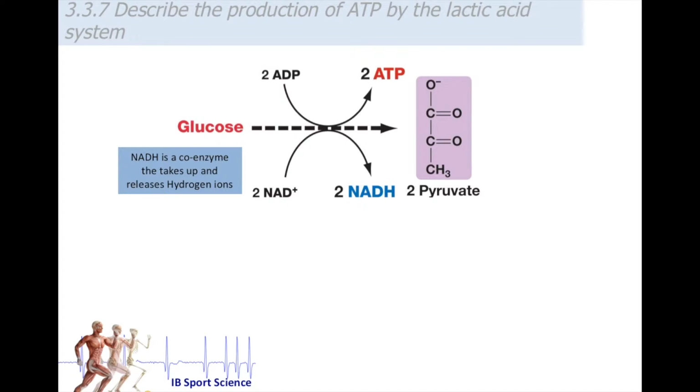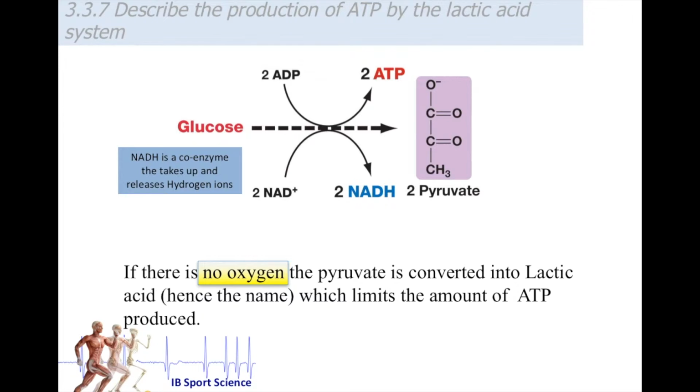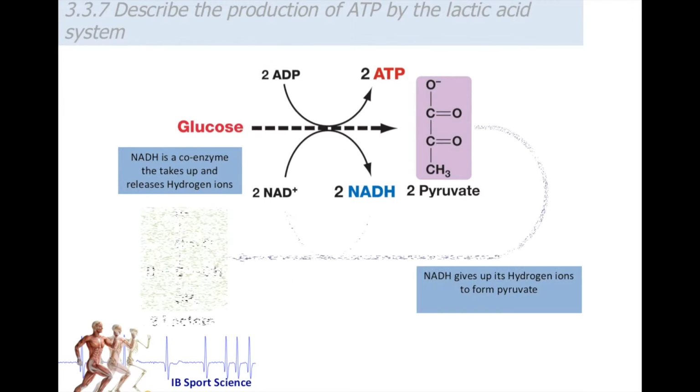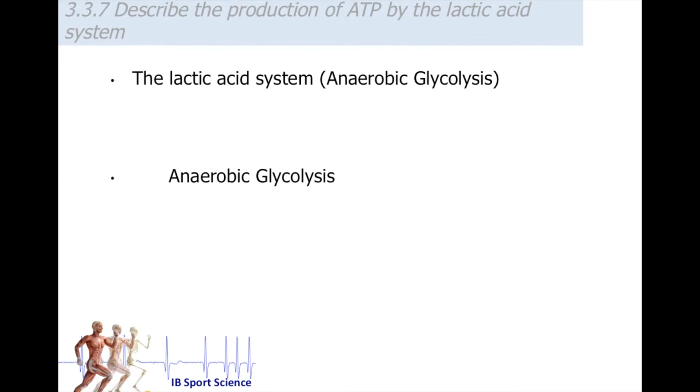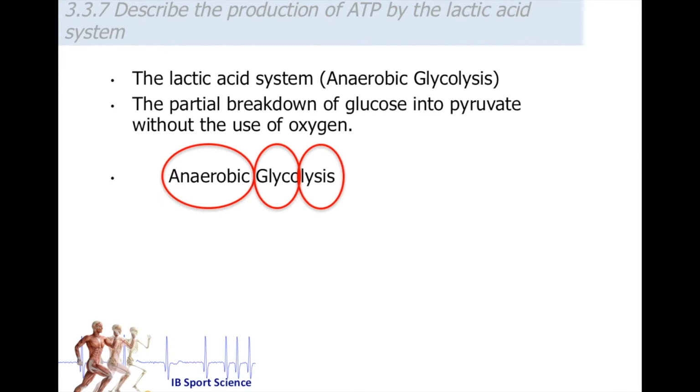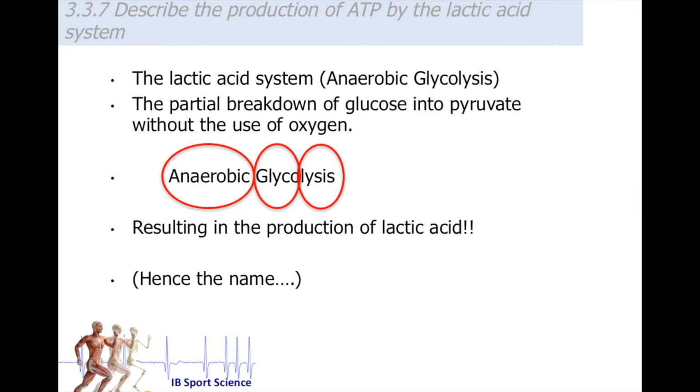So in this case, we're working anaerobically, so there's no oxygen present. So because we're working anaerobically, lactic acid is produced. This lactic acid then limits the amount of ATP which can be produced. So as you can see, our 2 pyruvate gets converted into 2 lactate. So the lactic acid system is also known as anaerobic glycolysis, so the splitting of glucose in an anaerobic environment. So another word for the lactic acid system is anaerobic glycolysis. And it results, as we say, in the production of lactic acid, hence the name of the system.